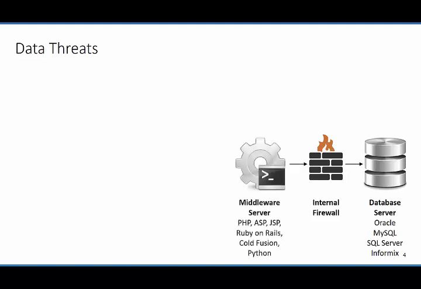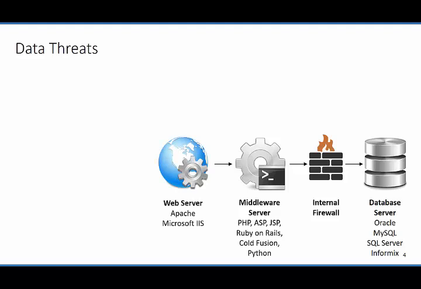Then we're going to have middleware servers such as PHP, ASP, JSP, and a bunch of other programming languages that could directly interact with the database server. The internal firewall would allow the connection to this middleware server. Then we have the web server that uses Apache or Microsoft IIS to run the web server. In this class, we're using Apache. The web server would then connect to the middleware server, such as PHP for what we're using in this class, which would then connect to the database.